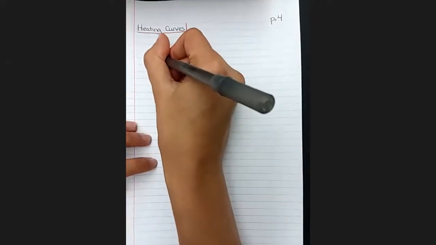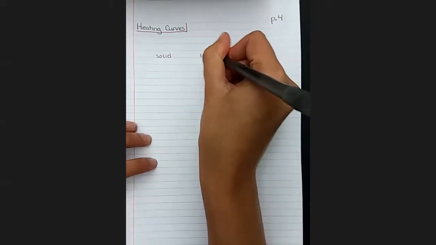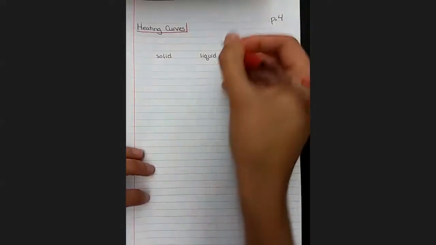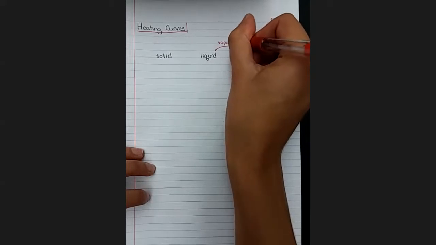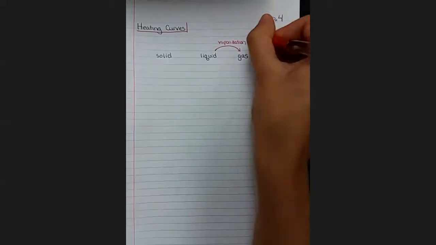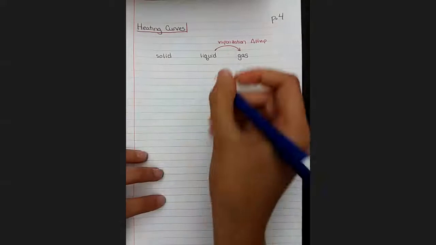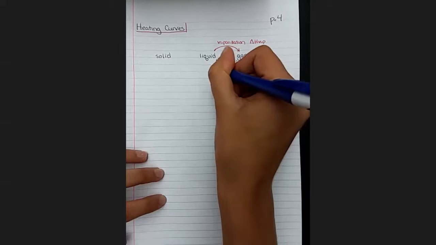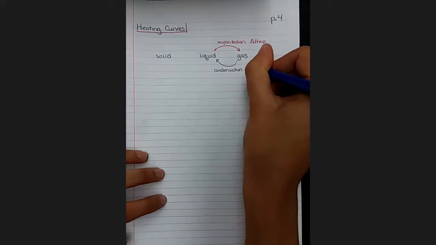So let's bring back our three phases of matter. We have solid, we have liquid, and we have gas. So we've already talked about two of the phase transitions in fairly great detail. We talked about vaporization, which is the transition from liquid to gas, with the symbol delta H vap. And we talked about gas to liquid condensation. Call that delta H con.